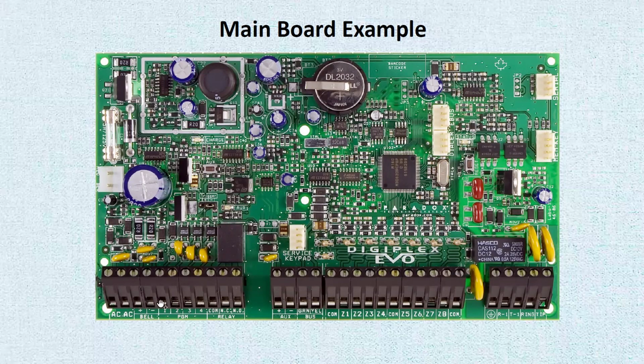All right, let's take a closer look at these here. Here we have the AC part, bell, program, relay, auxiliary bus, and zones, and the communicator part. These two here, that's how you power up the system. 2 screw terminals, AC. Notice there is no polarity because it's AC. 18 volts AC. A doorbell transformer will power this up. In fact, most of the time, we do get doorbell transformers to power this up.